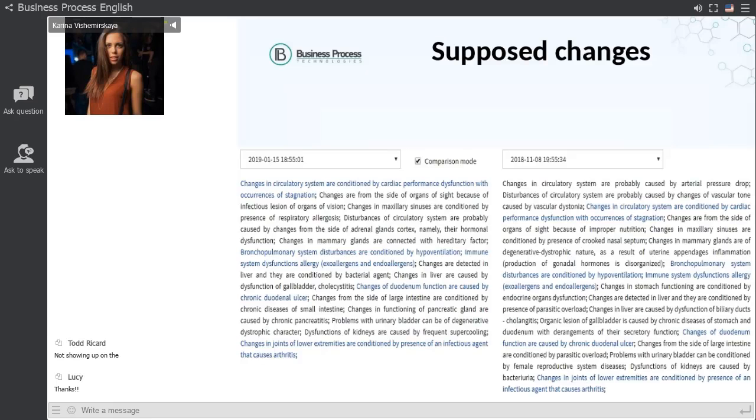The next page of our report is supposed changes. Supposed changes also give you a lot of information, so if you don't want to be confused by it, you just use comparison mode, you choose a few of your tests and you compare the results. For example, from all this text of what can be going on in your body, just a few lines repeat. You look at these lines, you pay attention to these lines basically. It's very easy.